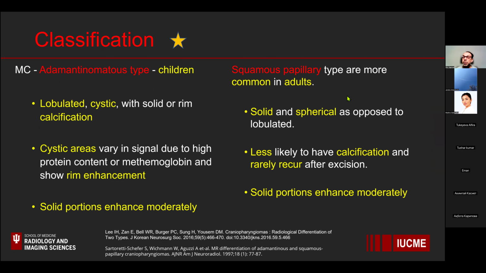The adult type is called the squamous papillary type. Remember, this is the 5th through the 7th decade when they present. These are more solid and spherical as opposed to lobulated that we saw in the children. And these are less likely to calcify. And they're even more rare to recur if they're excised by the surgeon. So these are just some of the differences in the two types of craniopharyngiomas that you'll see in the two different age groups.